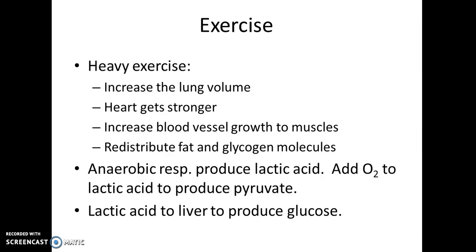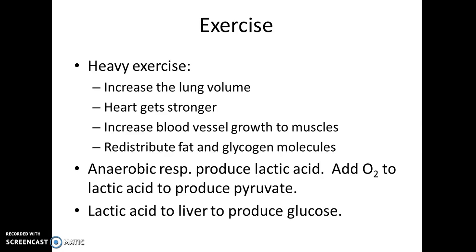Now, lactic acid can be taken to the liver to produce glucose, but you have to get the lactic acid in the blood to the liver to produce glucose. That's why you need to walk around, give yourself a massage, work that lactic acid out, put it into the blood, and take it to the liver.